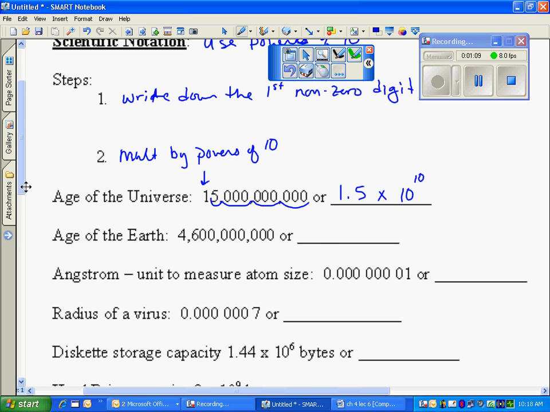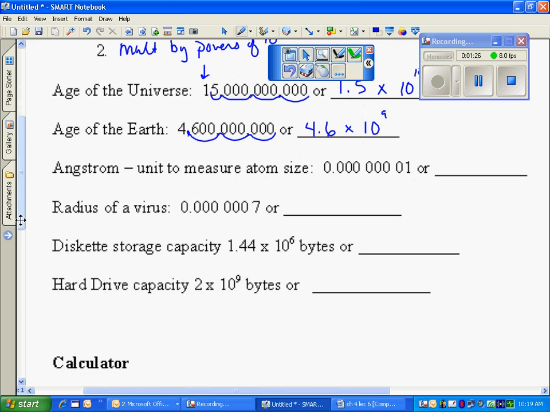Here I'm going to write down 4.6. Notice my decimal, 3, 6, 9, times 10 to the 9th. Now in this case we know we've been wanting dots for the time symbol. In this case we use the little x.